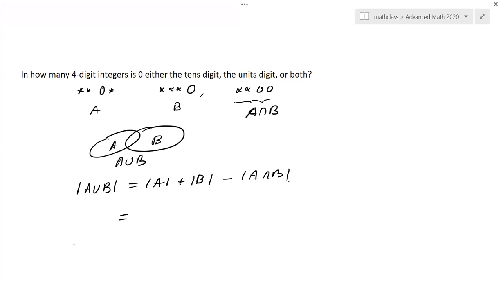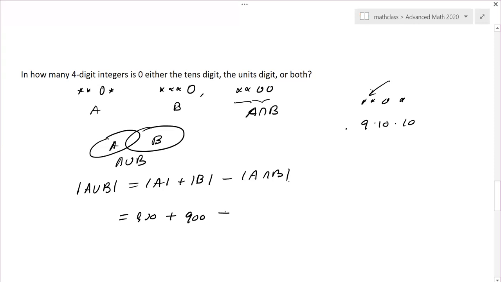Okay. So star, star, 0, star, right? For the first digit, you have 9 choices. Then you can choose any of them, 10 choices. And for the units, you have 10 choices. So you have 900. Okay. Similarly, you have 900 integers in B.